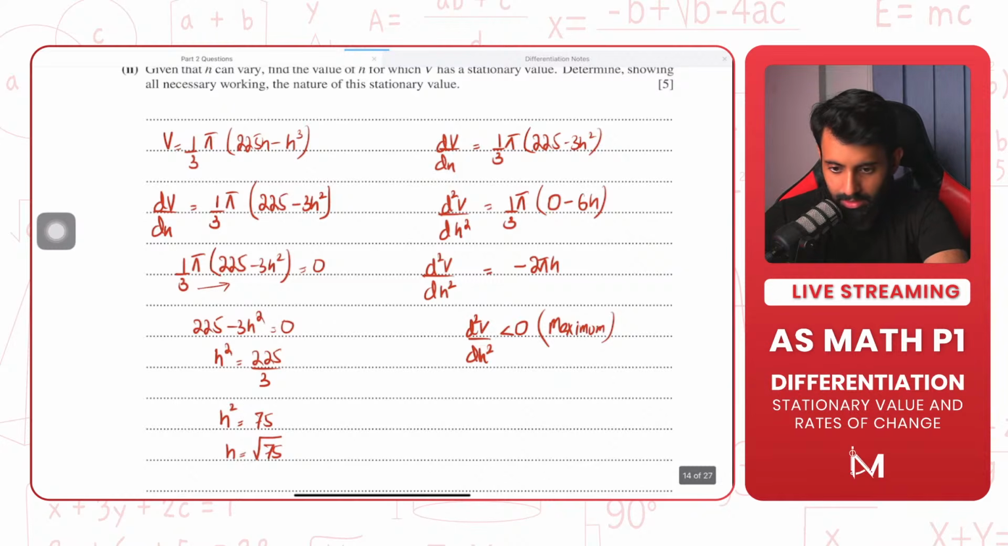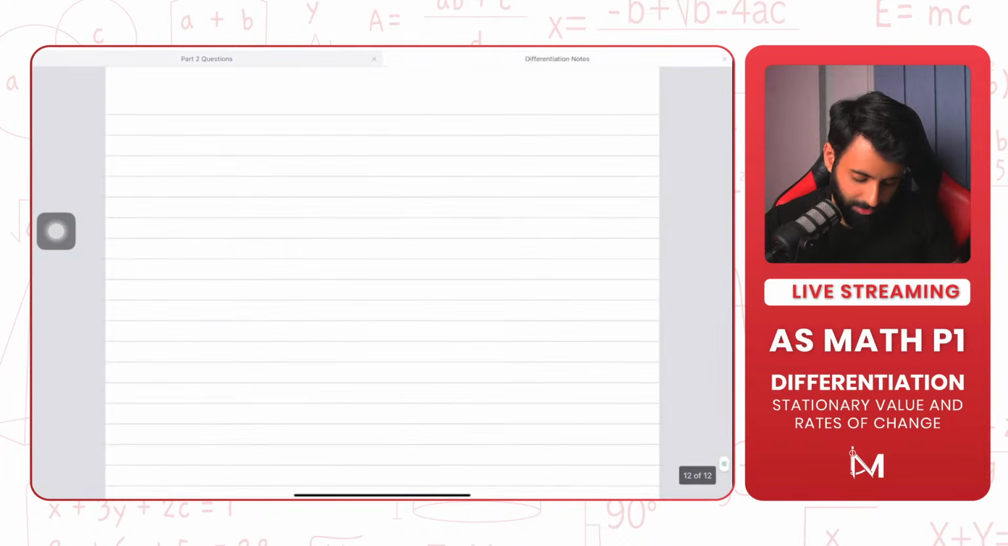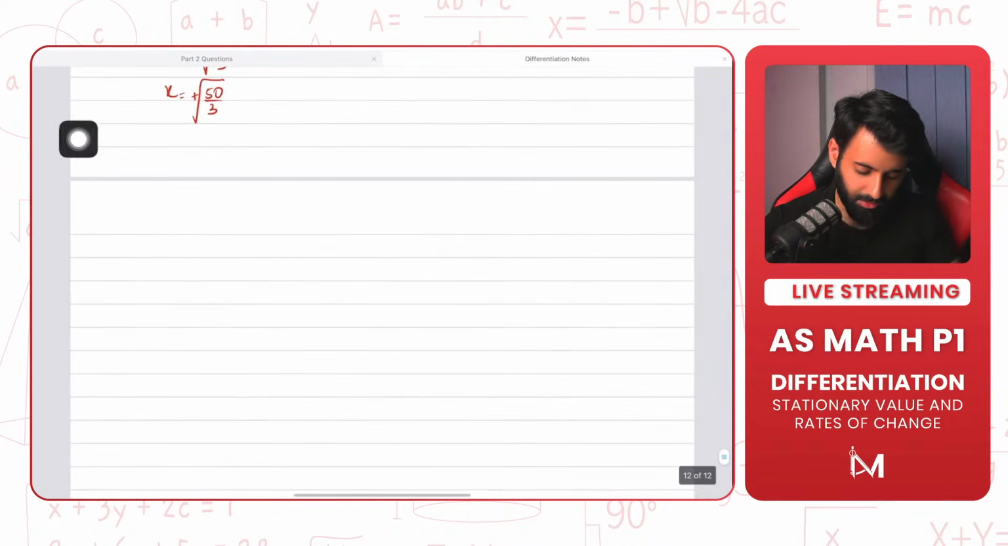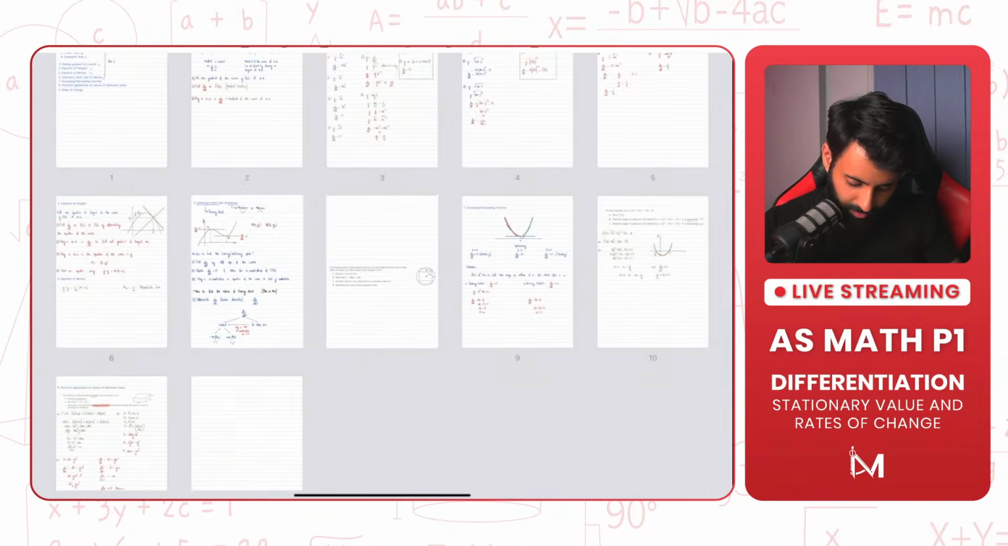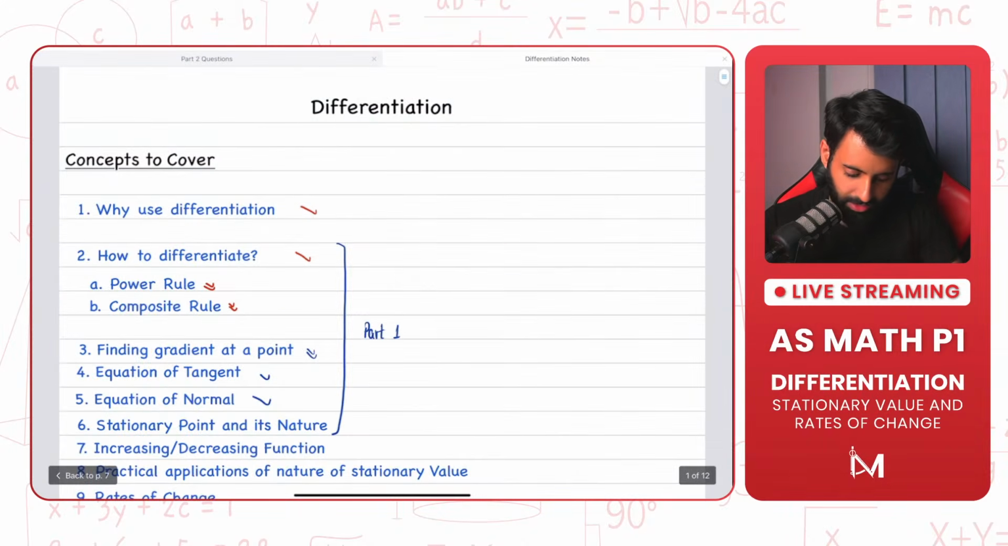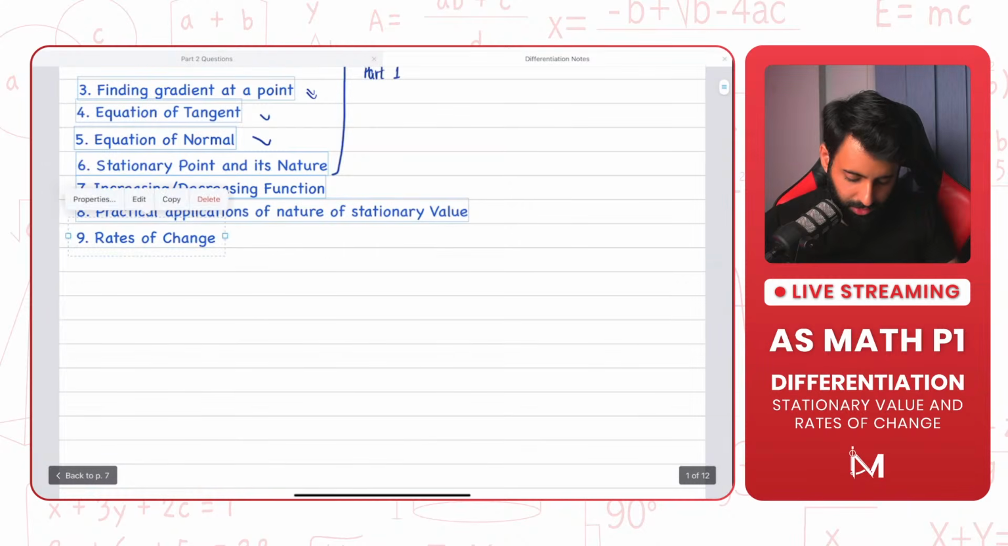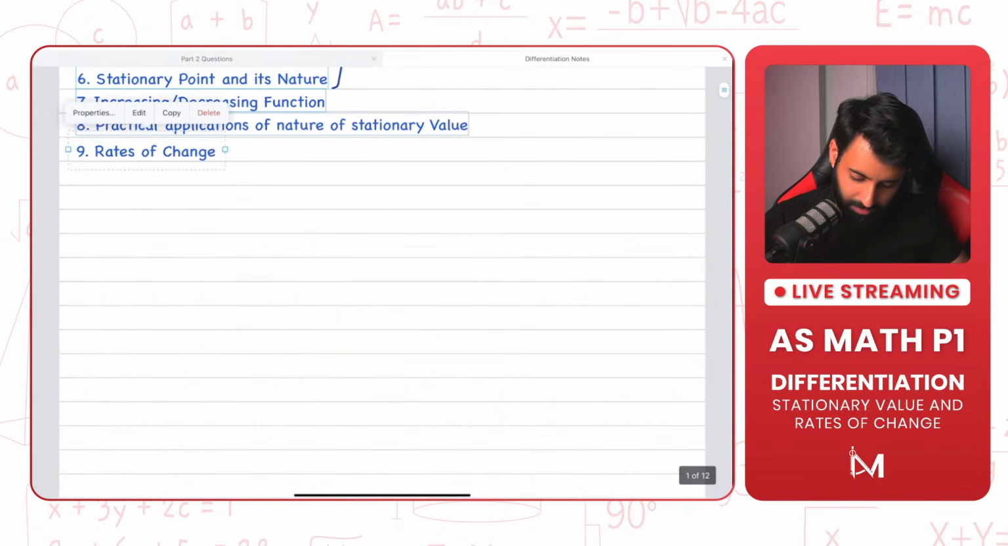Okay, now let's do a question of rates of change. In fact, let's write down the notes for rates of change, and then we'll do a question. And then maybe we'll do a detailed live stream solving all questions of differentiation.